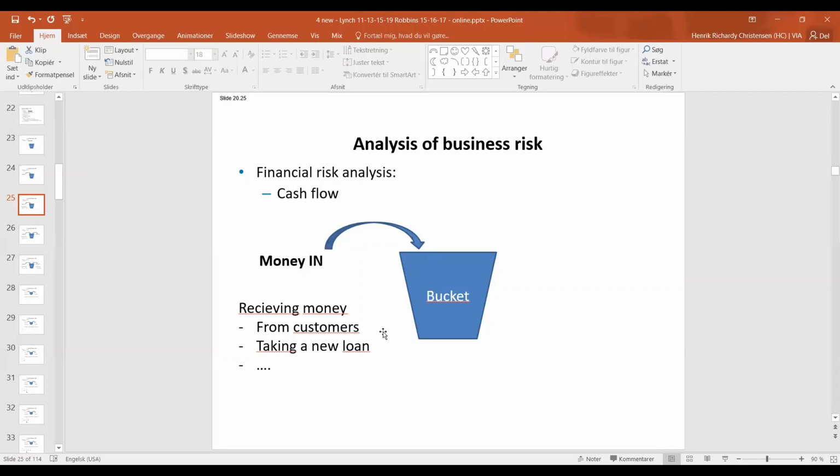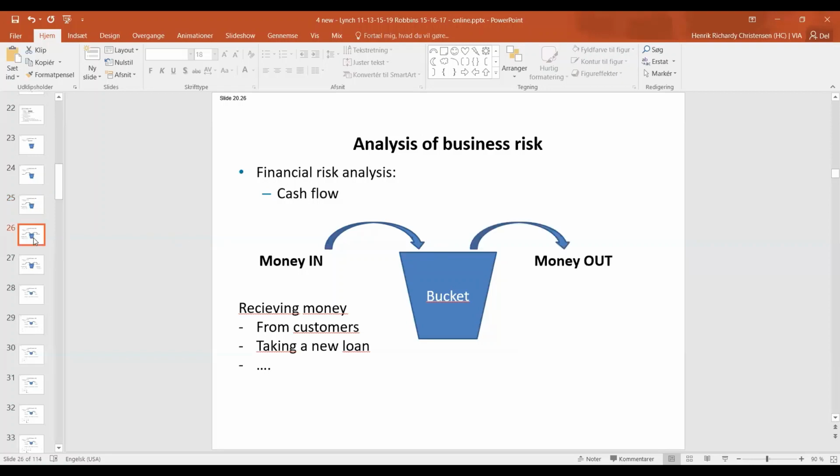If we go down to the bank and we say to the bank, dear bank, we would like to have a loan, and they give us 10 million. That is money going into the bucket. That also means that now we have the money in our house and we can use this money for whatever purpose we would like to use it for. Okay.